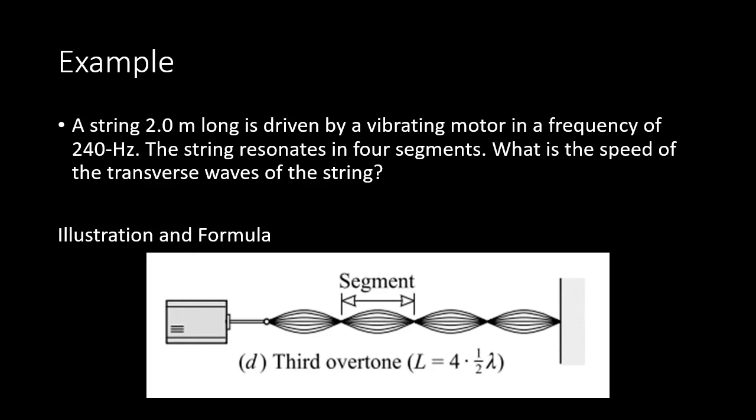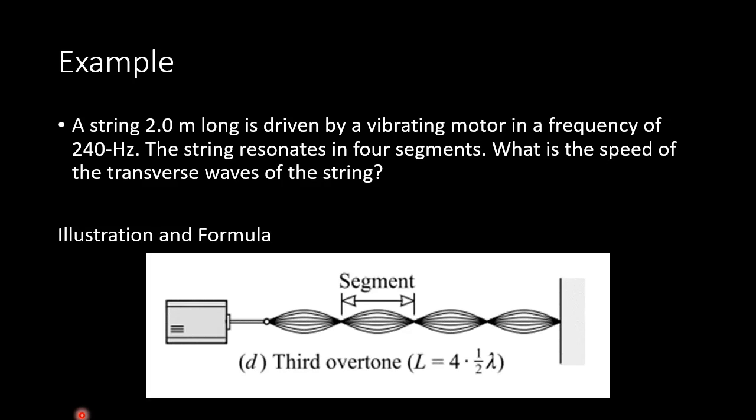Now if it produces three antinodes, the A, C, and E antinodes, then it is called the second overtone with the formula L equals 3 times 1/2 of the lambda. And finally, the third overtone is the consequence of creating the four antinodes. So this overtone actually will create the different types of frequency. Now for the next slide, we have an example using the formula in the previous slide.